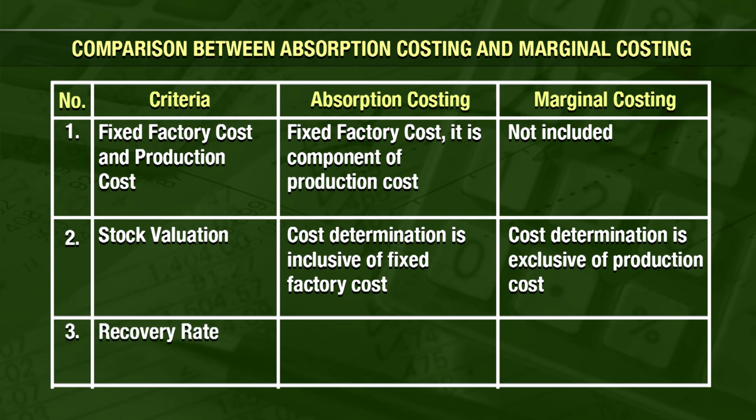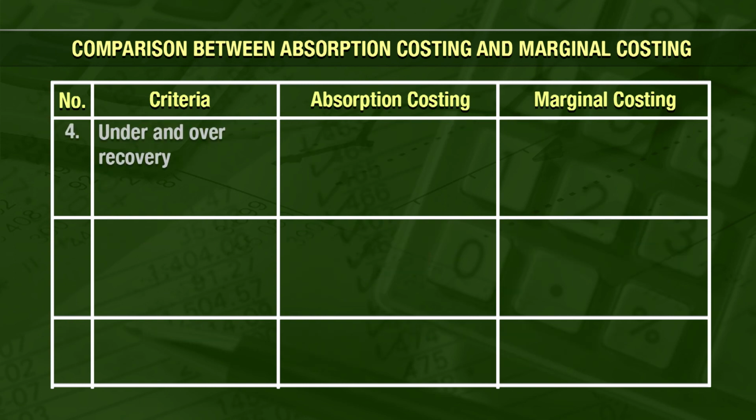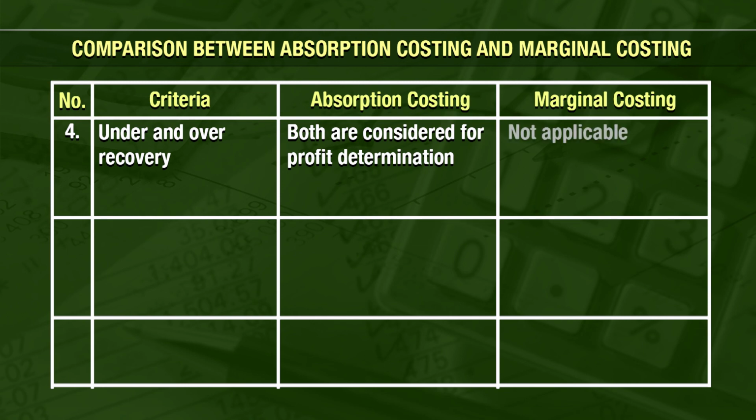Number 3 is about recovery rate. Under absorption costing, we have studied about recovery rate, and recovery rate determination is compulsory, while in the case of marginal costing, it is not required and not applicable. As and when you have recovery rate, obviously the question would arise about under recovery and over recovery, and under and over recovery is a case for absorption costing and not applicable in case of marginal costing.